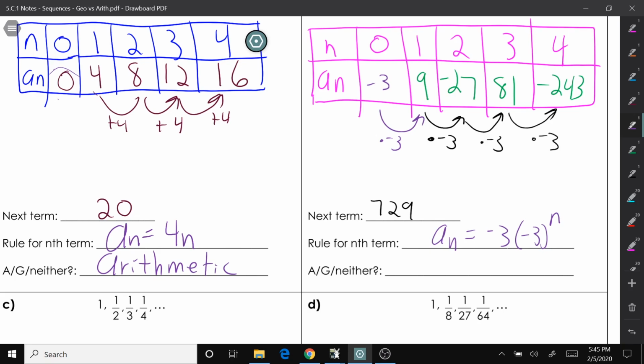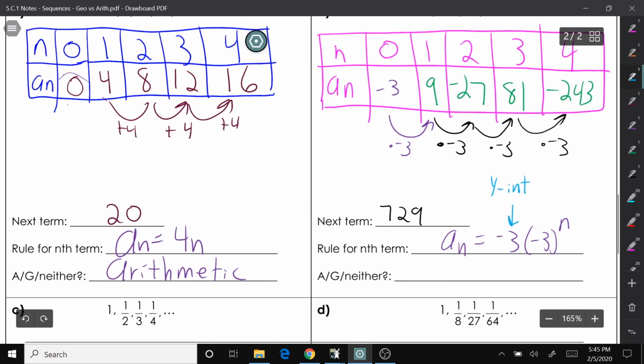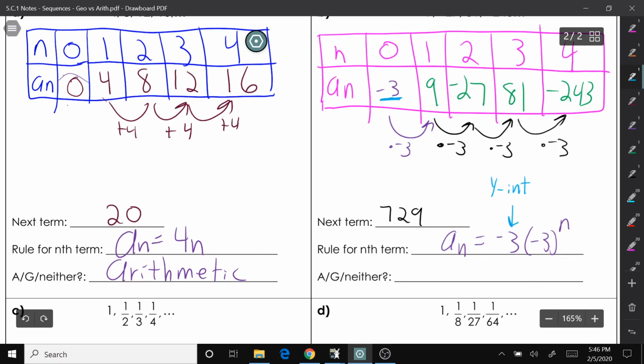So this looks a little bit different than our exponential functions, because we never had a negative number raised to the power when we did exponential functions. But see, we're clearly multiplying by negative 3 each time. So that is why negative 3 is right here. So this negative 3 was our y-intercept, or our starting value, right here. And this negative 3 is our growth rate.